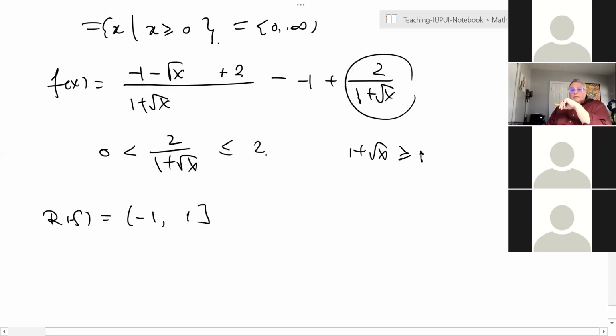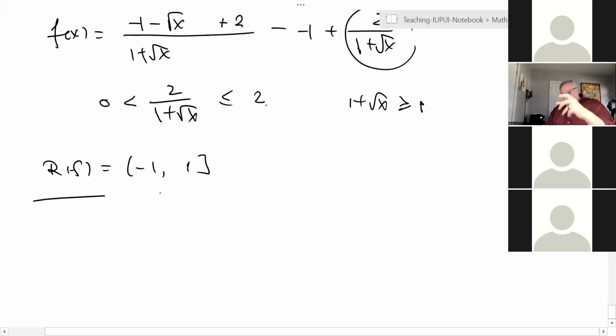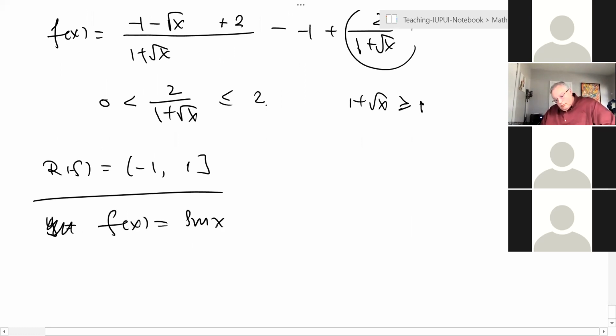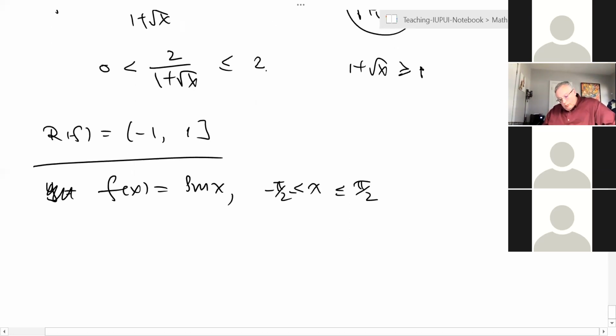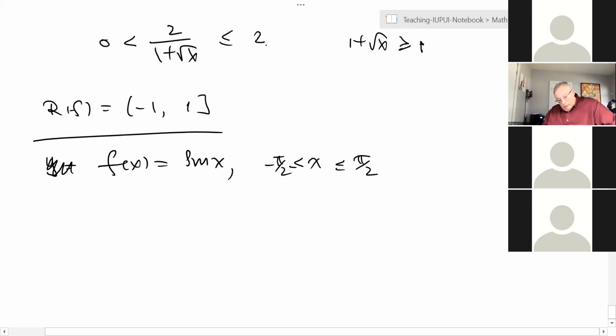But my next problem I want to discuss is about the sine function. So y equals sine x. This function, without any restriction, does not have an inverse, because it's not a one-to-one function. So what I'm going to do is put a restriction on x, from -π/2 to π/2. Then the domain is from -π/2 to π/2.